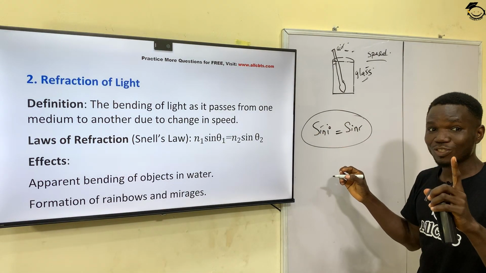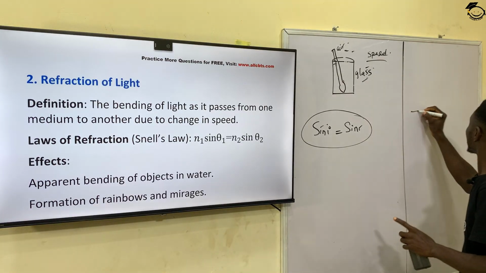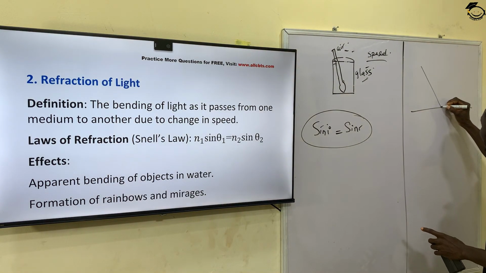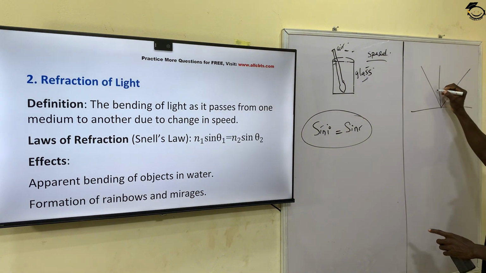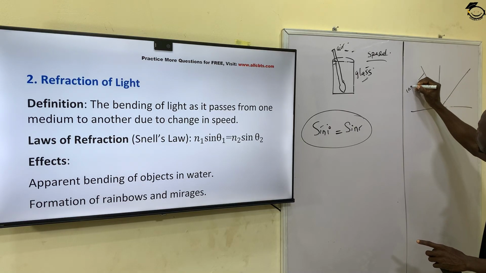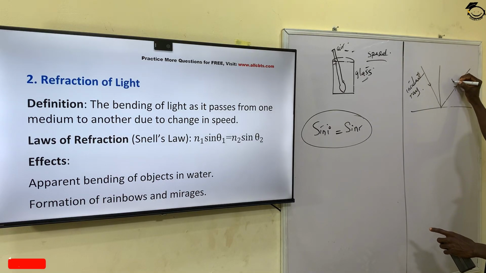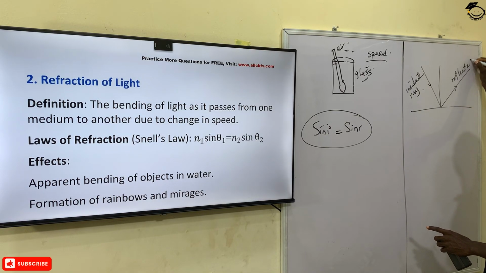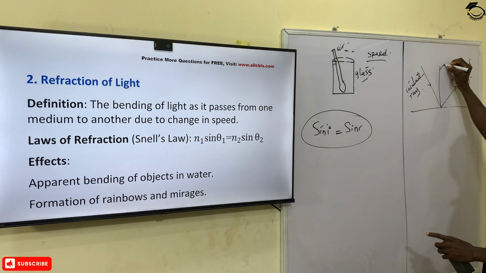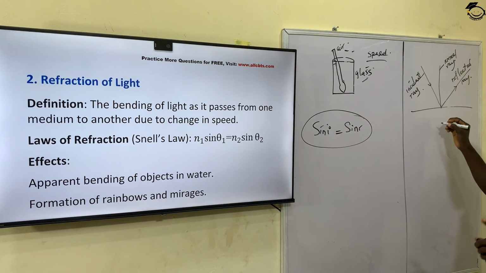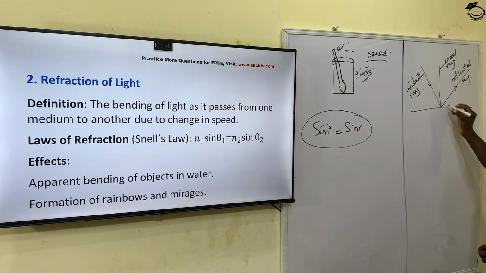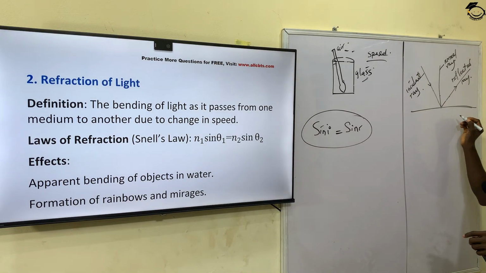And the second law of reflection says that the incident ray, let me explain. This is the incident ray. This is the reflected ray. And this is the normal ray. So the second law of reflection says that the incident ray, the normal ray, and the reflected ray all lie on the same plane. That's the second law of reflection.